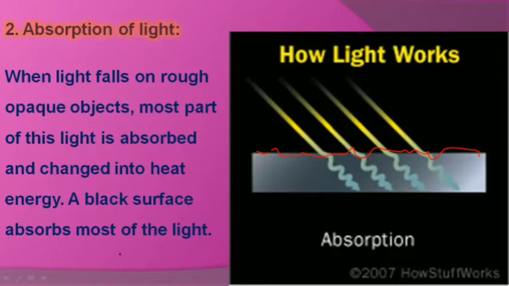So a black surface absorbs most of the light. If the surface is black, it absorbs most of the light. That's why light cannot pass through opaque objects or black surfaces. Like around the pinhole camera, we use a black surface so that light cannot pass through it into the pinhole camera.